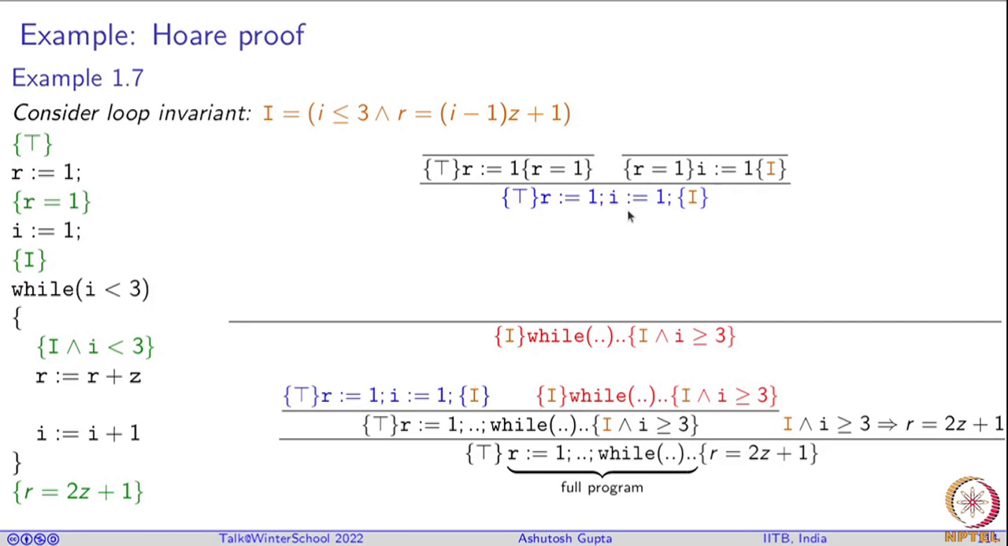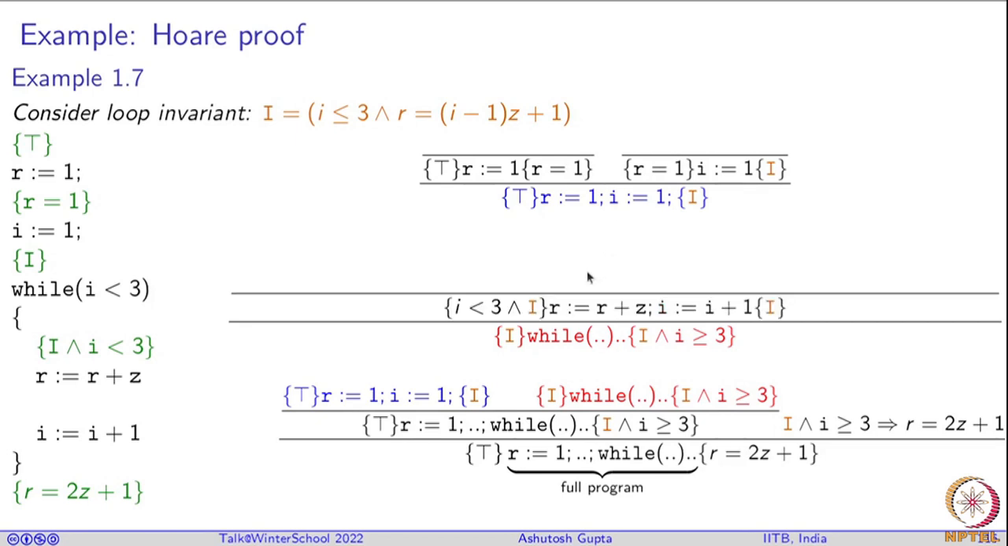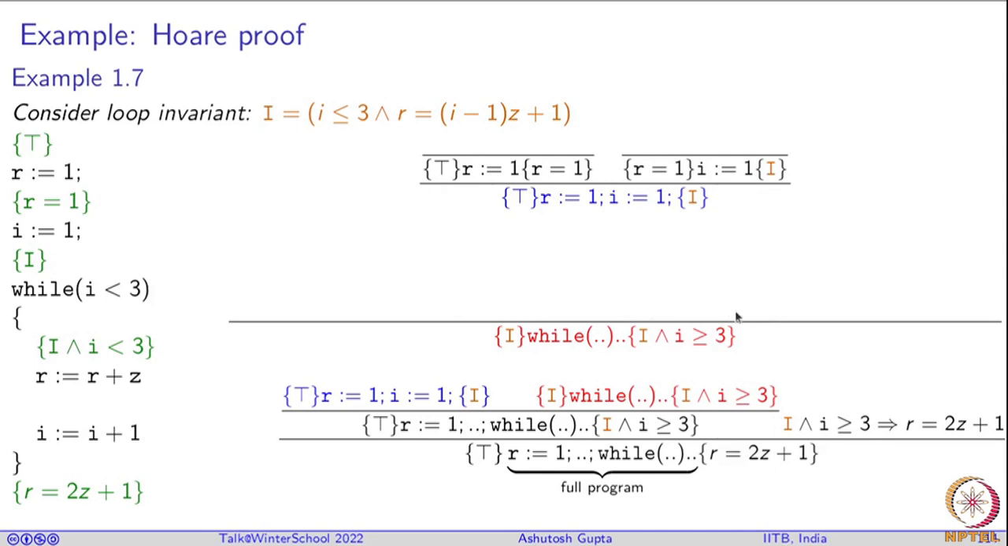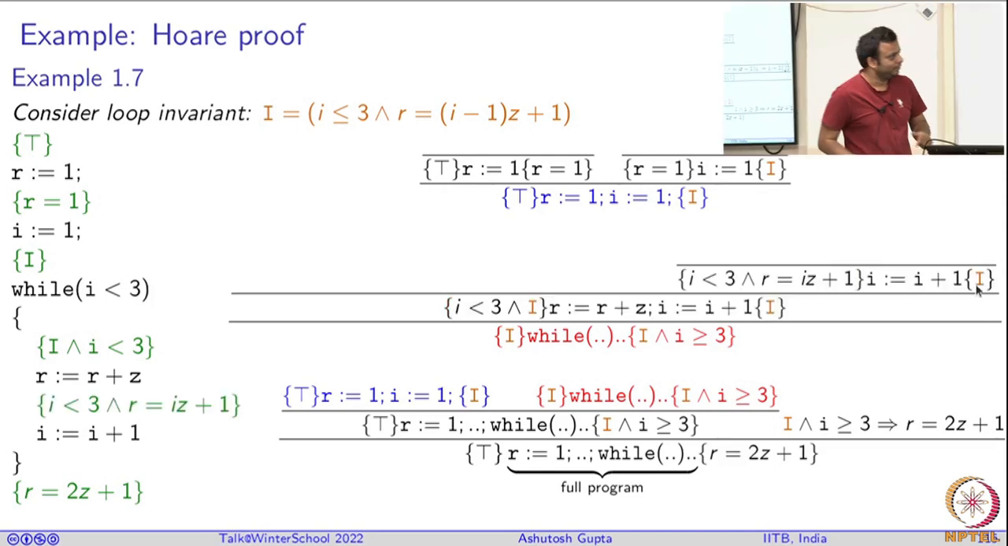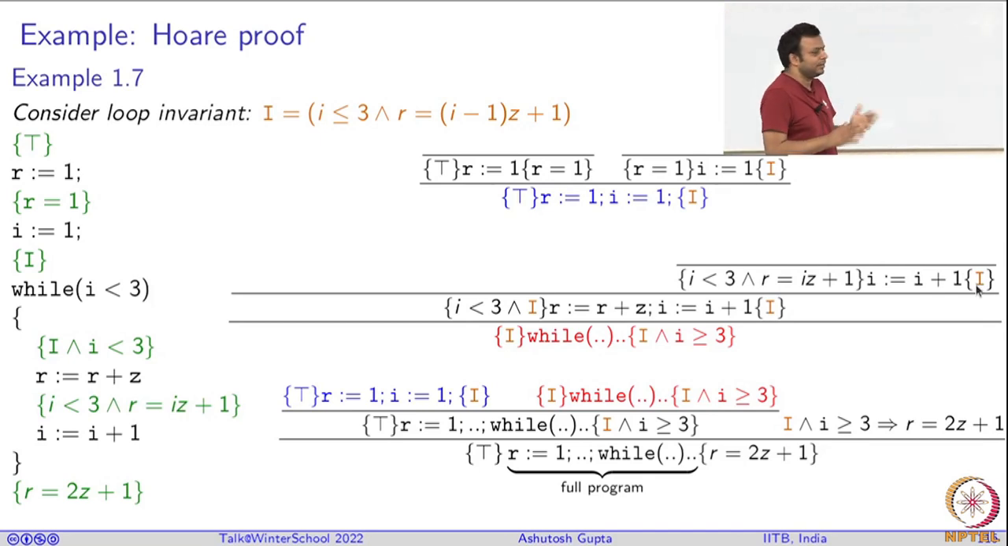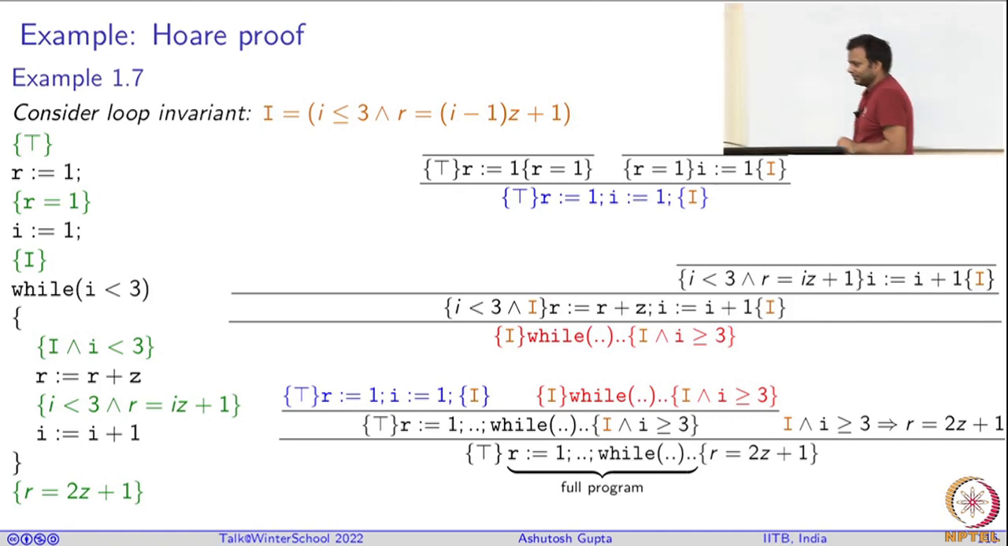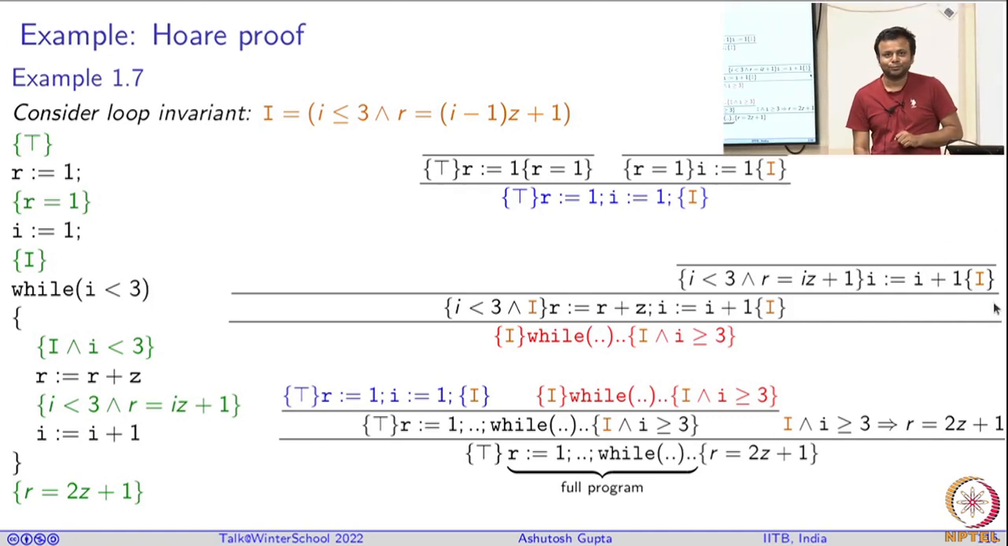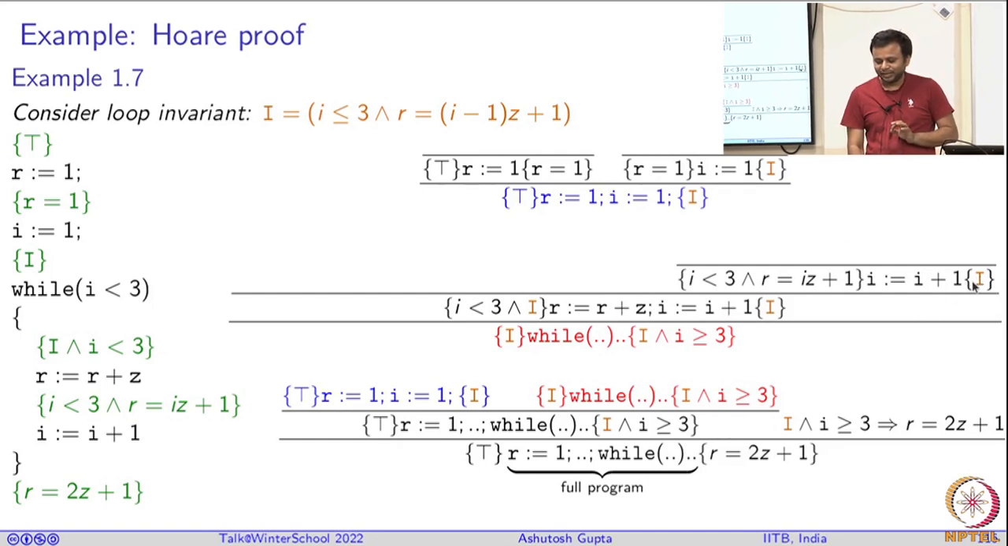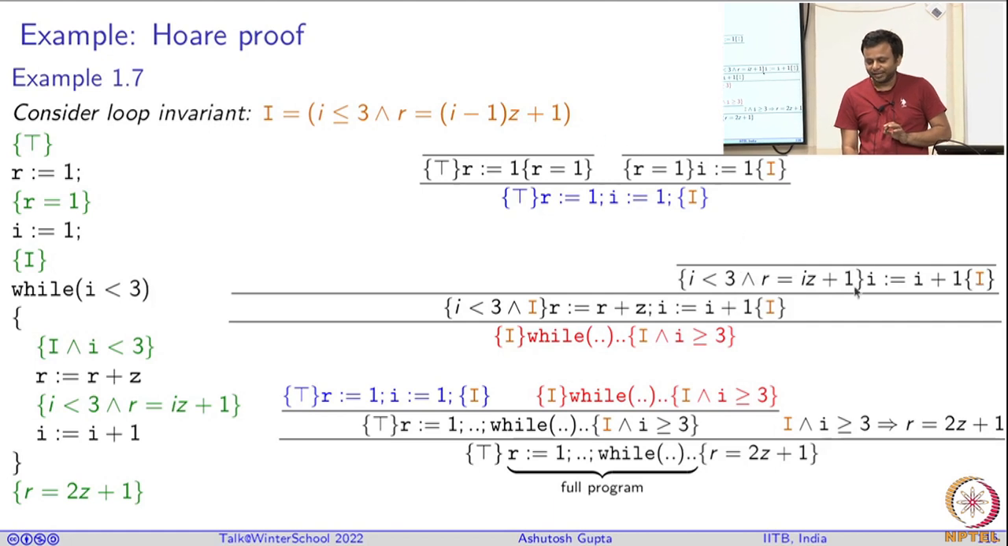Right, so for this, I need to prove that if I start with the invariant and the loop condition being true, I can always land at an I. So I have to show something found in the middle, but this can be found very easily just by applying the assignment rule. If I execute the assignment rule from the I, I can get there. Actually, this is a nice exercise. If you're really not understanding it, you just do this part. You just take the I, which is this formula, and put i equal to i plus 1.